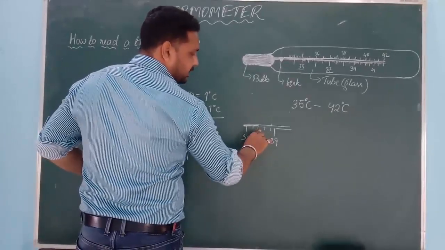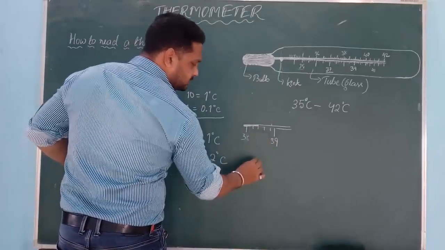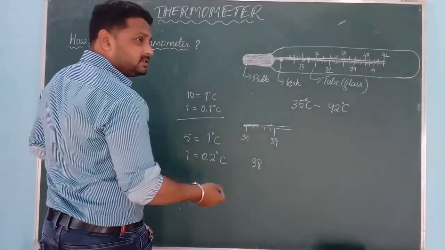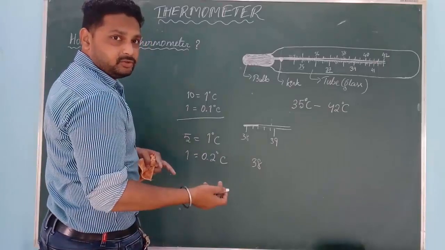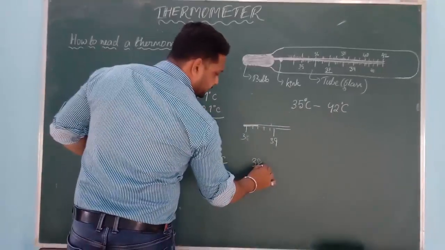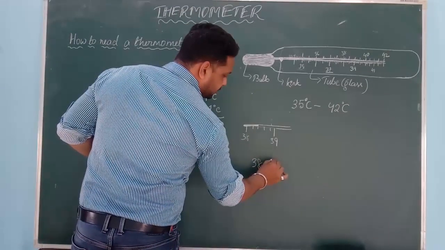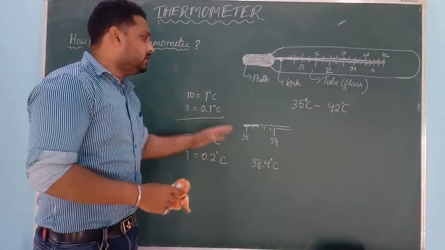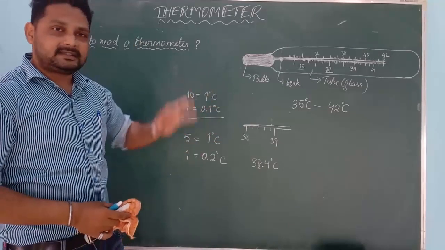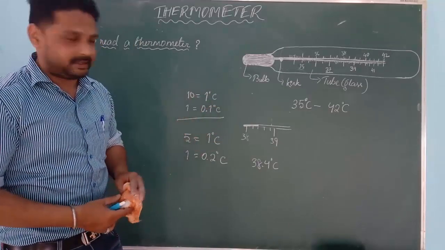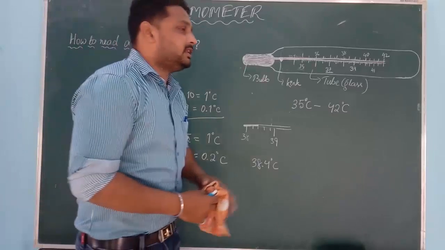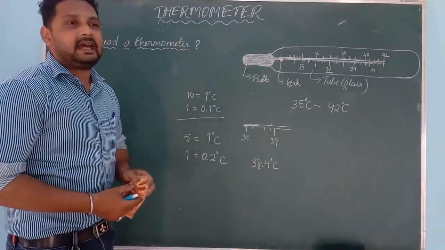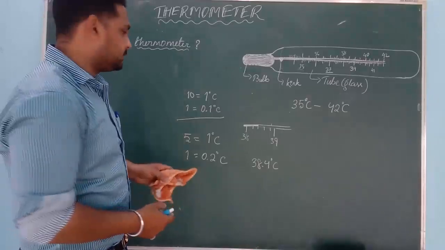So in this case, if it is given 2 lines, how much will it be? 38. 2 lines, 1 is 0.2. 2 means 0.2 into 2, that is 0.4. So it will be 38.4 degrees Celsius. Understood? Okay. So this is how the measurement is taken for a clinical thermometer. Now let us see some of the precautions that we have to take care of while handling the clinical thermometer.